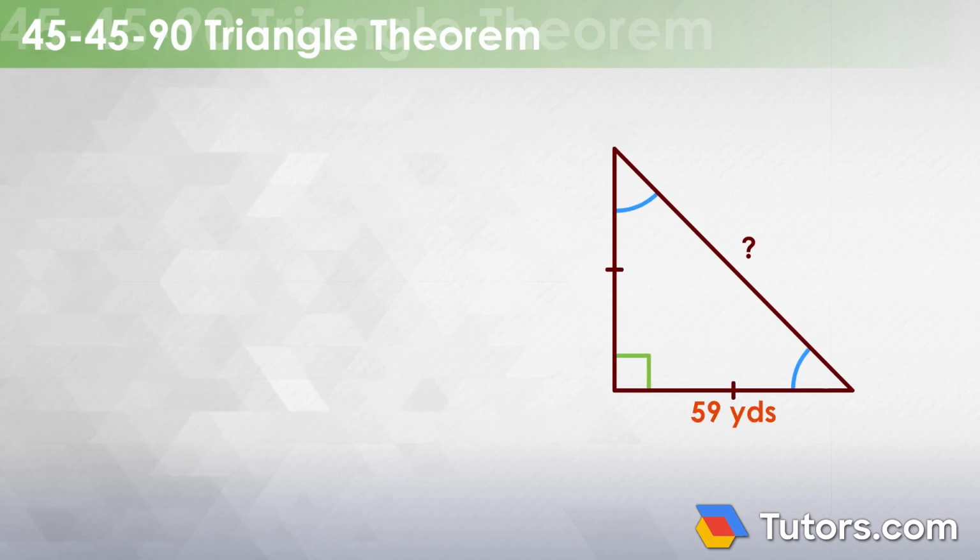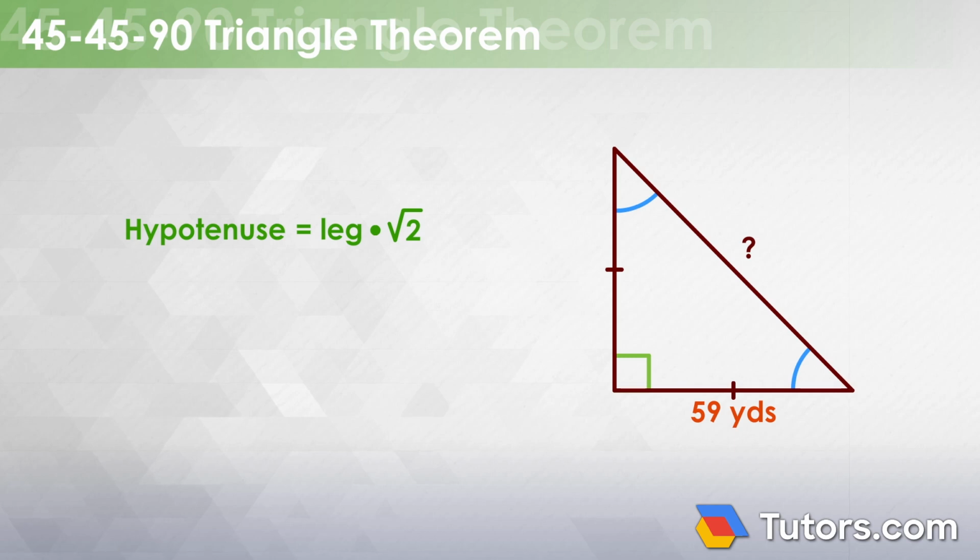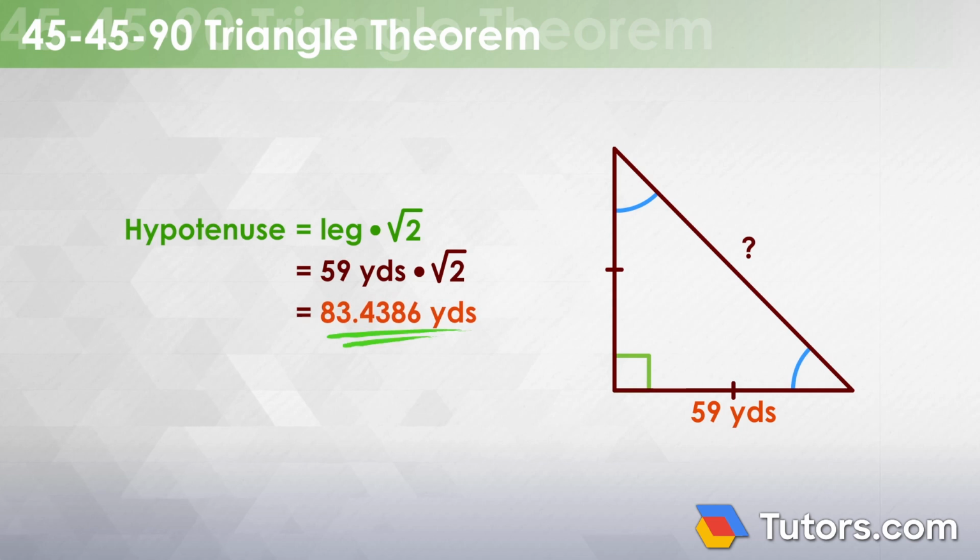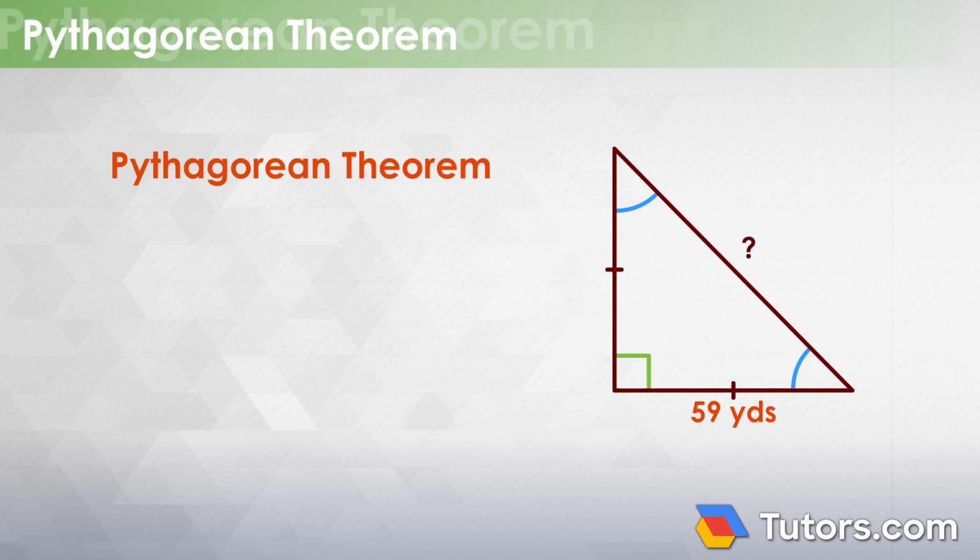Let's use both methods to find the unknown measure, starting with the 45, 45, 90 triangle theorem. First, we plug the length of the leg into our 45, 45, 90 theorem formula. Then, we do the math and we get our answer. The hypotenuse equals 83.4386 yards.